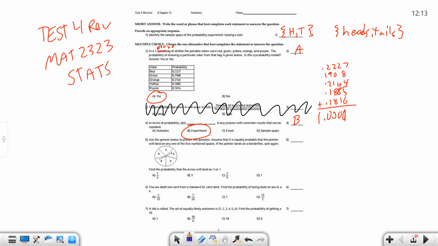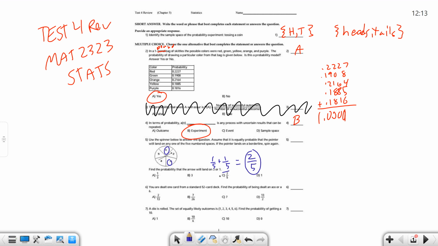All right, the next one, use the spinner below to answer the question. You have 1 through 5 marked on the spinner, and what is the probability that it lands on 3 or 1? Well, they can't happen at the same time, so you just add them together. What chance is it that you get a 3? 1/5. Plus, what's the chance you get a 1? 1/5. So 2/5.